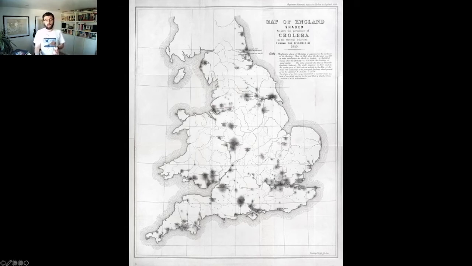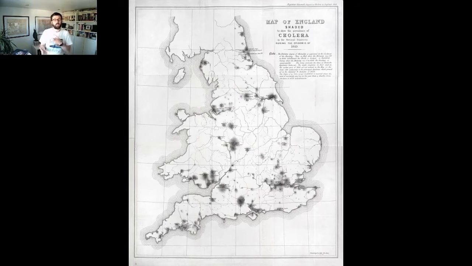So we have London here, Southampton, Portsmouth, and some of the port cities like Liverpool, all experiencing outbreaks of cholera. This was a time of urbanisation, where people were trying to move into cities, and the conditions there were not very healthy in many ways. There wasn't enough sanitation, there was very high density living, and so on and so forth. Certain populations were definitely being more affected than others by the disease.